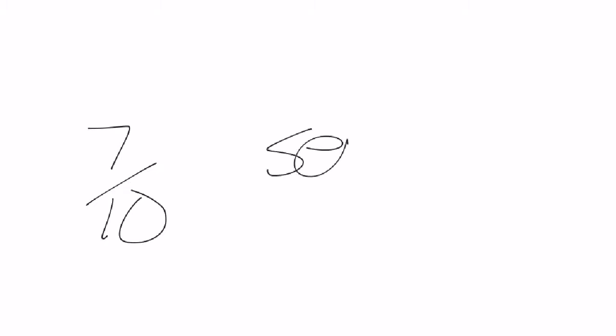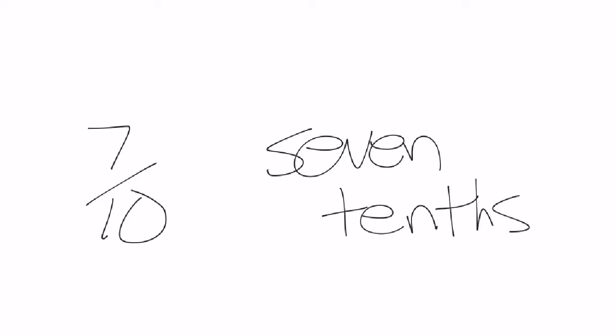Please read this number, listen to what you are reading, and write it as a decimal. Pause it. When you come back, I will show you the answer. We have the number 7/10. So I can write 0.7.